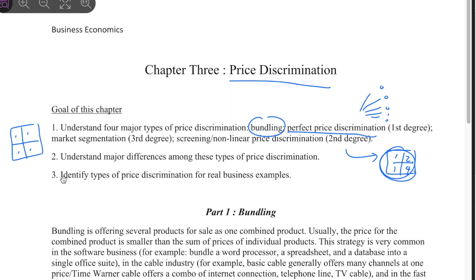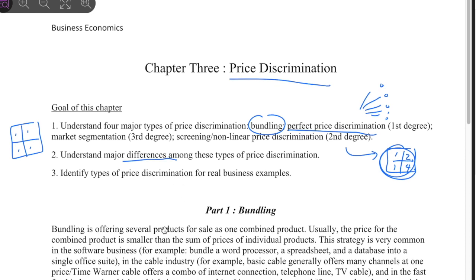The second goal of this chapter is to understand the major differences among these types of price discrimination. Although there are different concepts, when we look deeply, they look somewhat alike. So we're going to look at how to tell which business example belongs to which type of price discrimination, with real business examples.